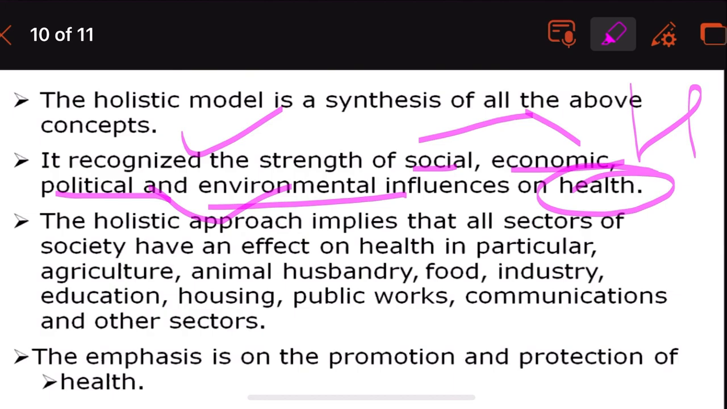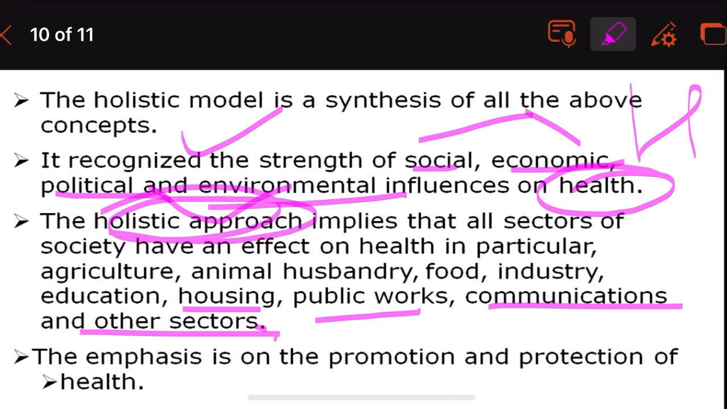The holistic approach implies that all the sectors of society have an effect on health. In particular, we can see agriculture, animal husbandry, food. Animal husbandry, what does it mean? It means raising livestock, like they raise cattle and all, okay? The raising and breeding of livestock is nothing but animal husbandry. The food industry, education, housing, public works, communication and other sectors, all these were part of the holistic approach. All these factors had an effect on health.